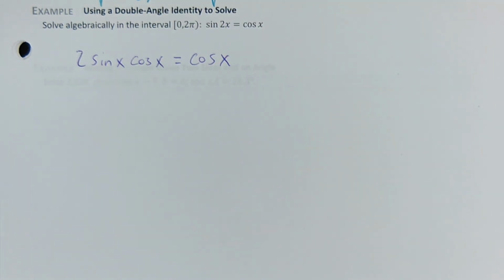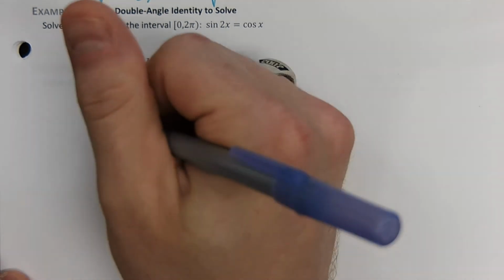Let me tell you something that you never, ever do in algebra. You never divide by the variable you are solving for. So the last thing you would do here is divide by cosine x. You don't do that. Never divide by the variable you're solving for. Instead, you get all of those variables to one side of the equation. Subtract this cosine x from both sides.